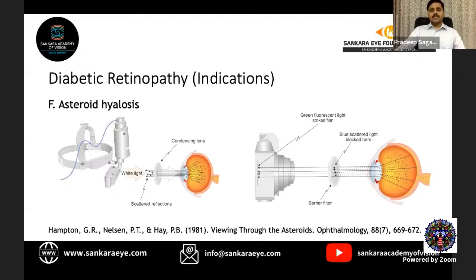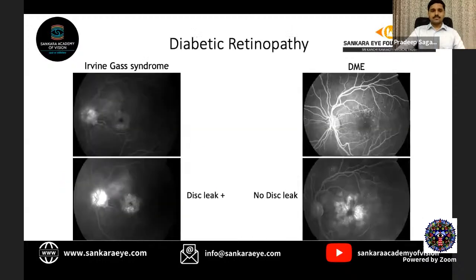In any case in which there is significant asteroid hyalosis and we are suspecting a condition which we can identify by fluorescein angiography, we can consider fluorescein angiography in those cases.